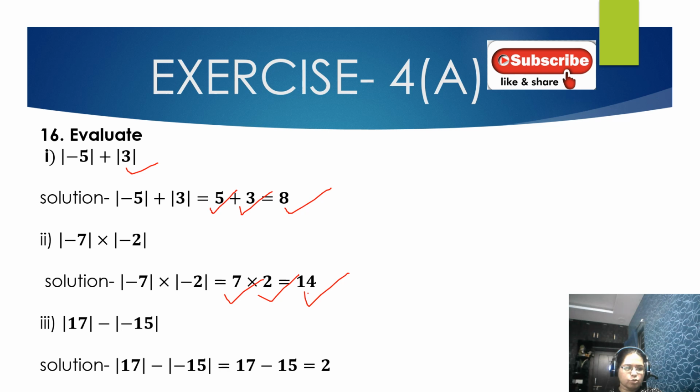Now third bit, absolute value of 17 minus absolute value of minus 15. Absolute value of 17 is 17 and absolute value of minus 15 is positive 15. So absolute value of 17 minus absolute value of minus 15 is 17 minus 15, that is 2.